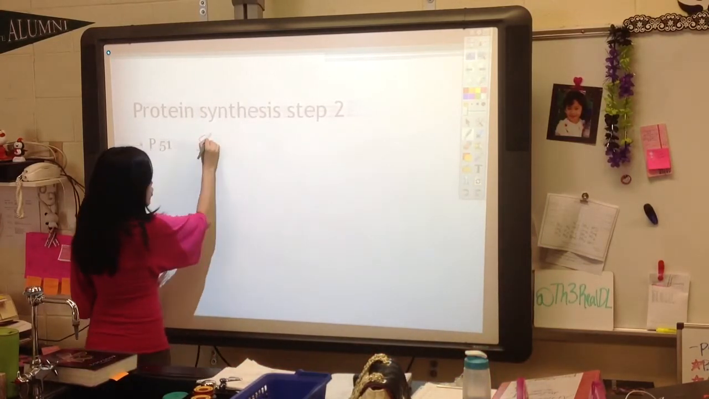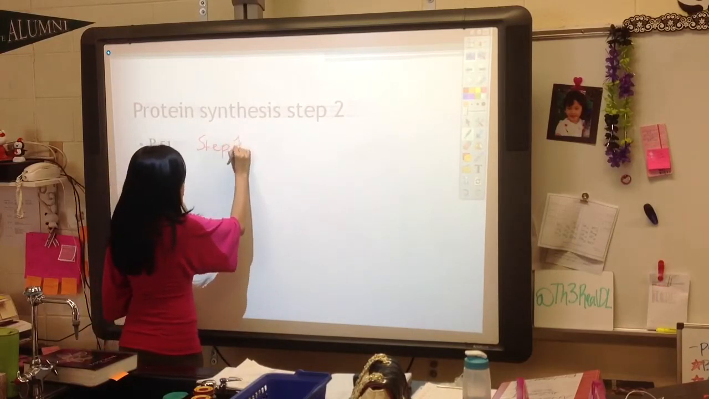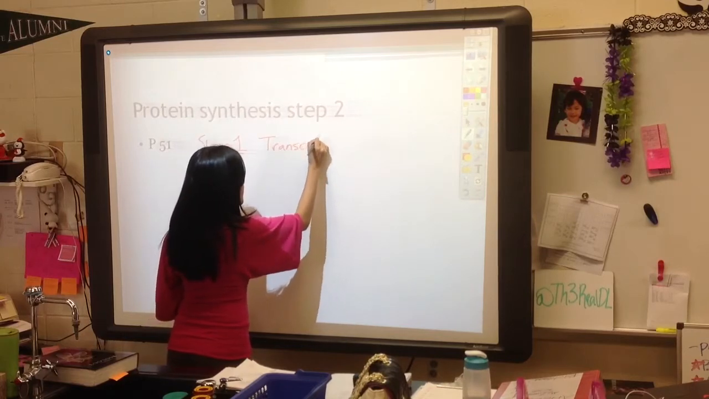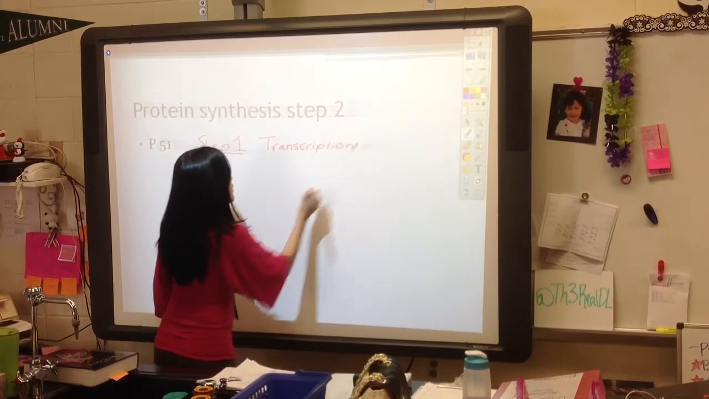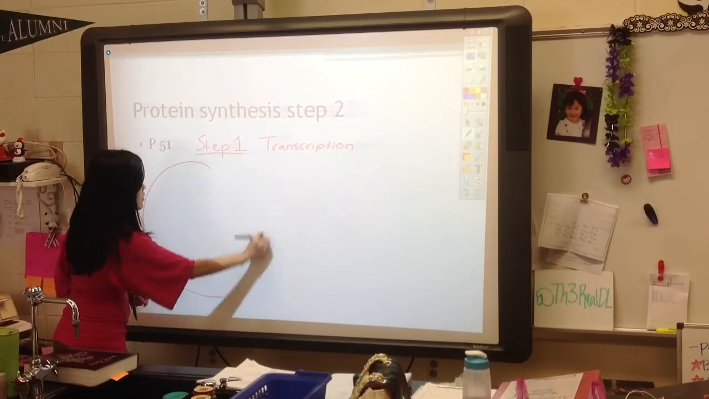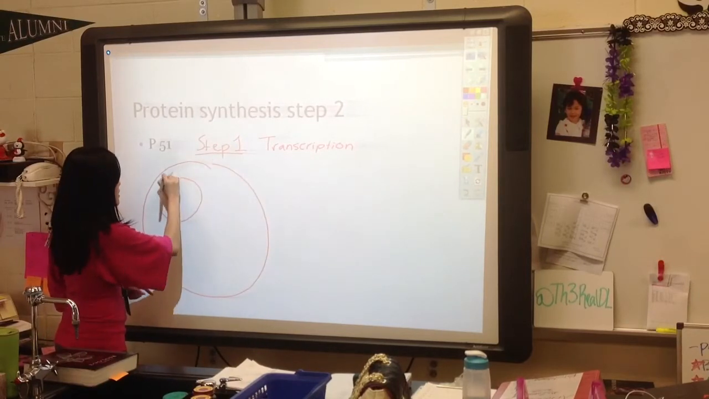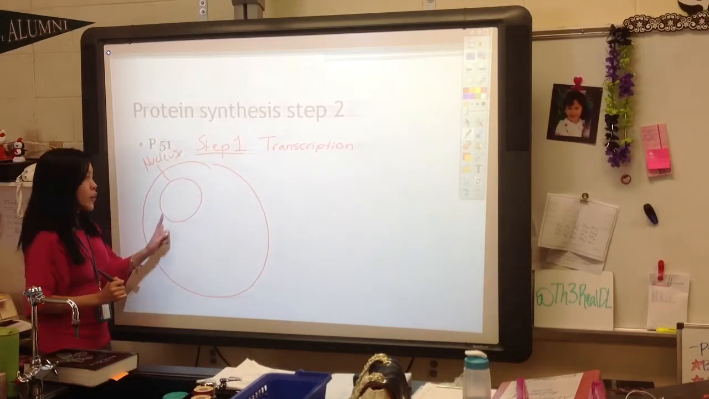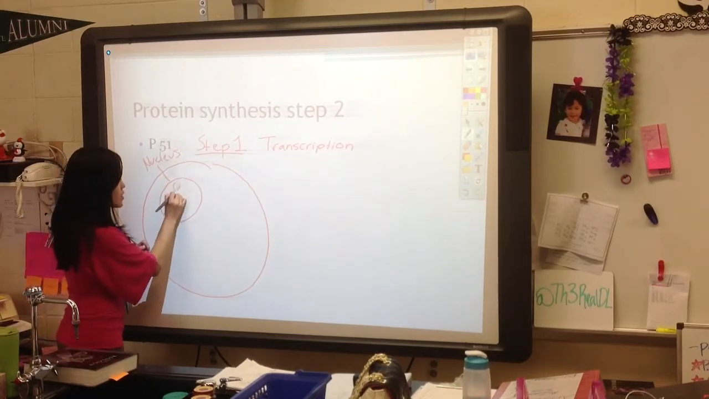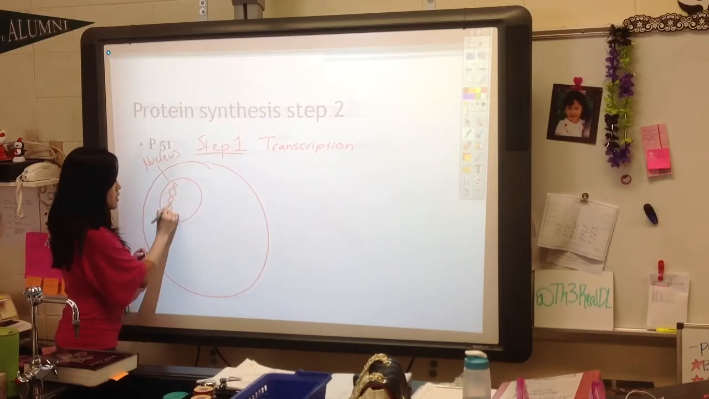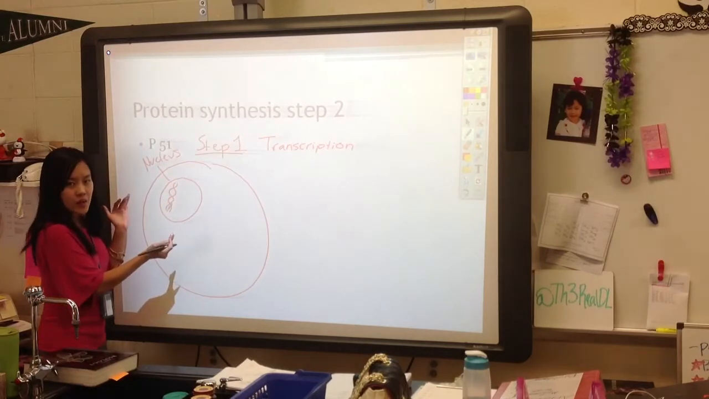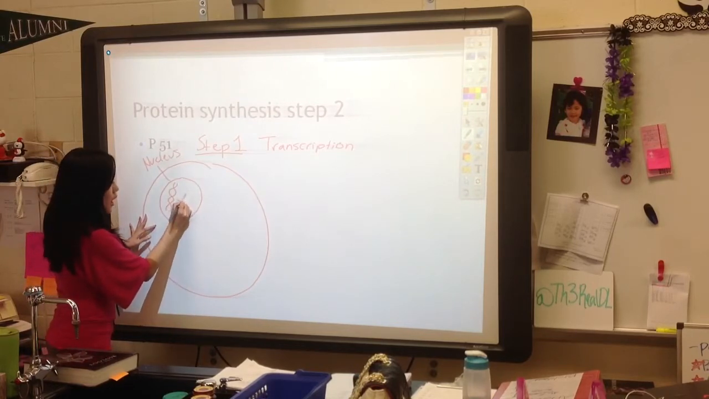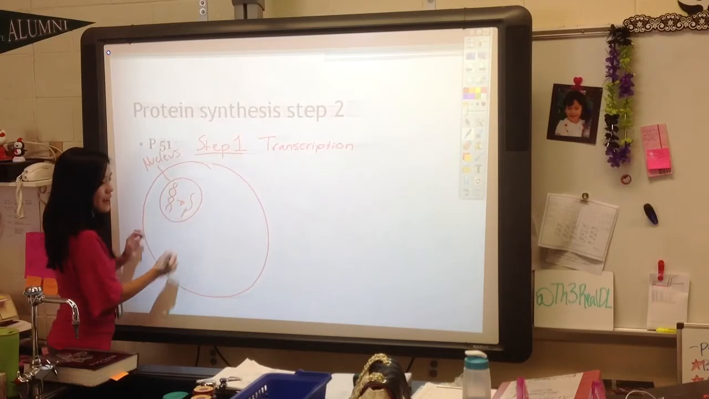Remember that in step 1, and you might want to do this on a separate piece of paper, on step 1 we talked about transcription. Inside of the cell, we were actually in the nucleus of our eukaryotic cells. Remember that inside of the nucleus we had our DNA, our double helix, and a section of that DNA would open up to reveal a gene. From that gene, we'd actually copy a single-stranded nucleic acid.